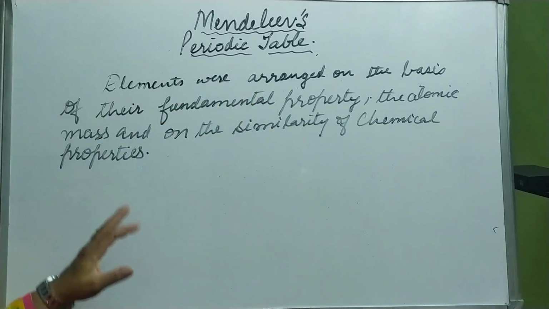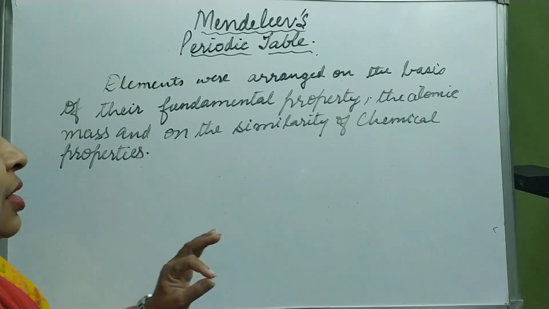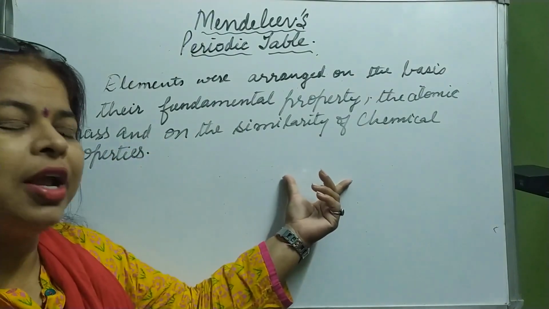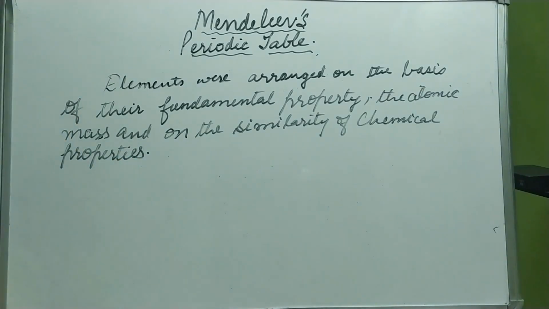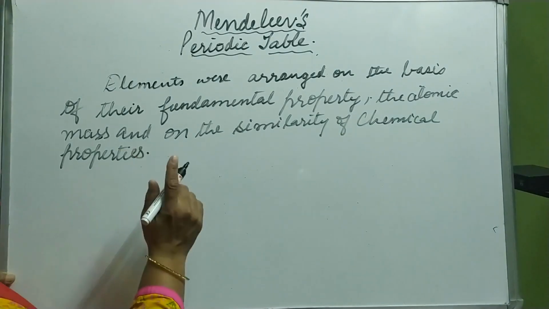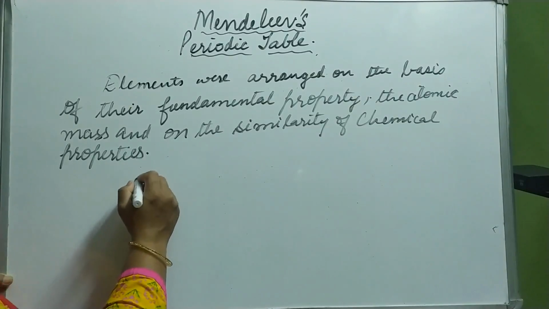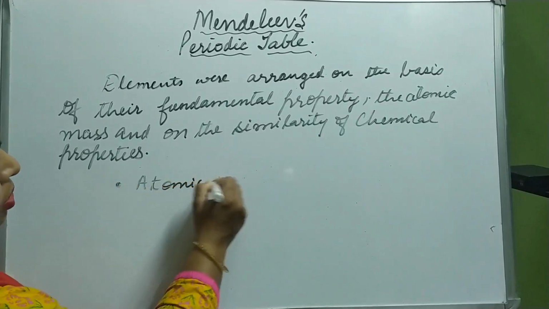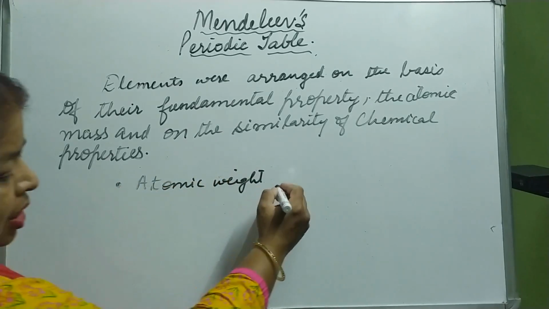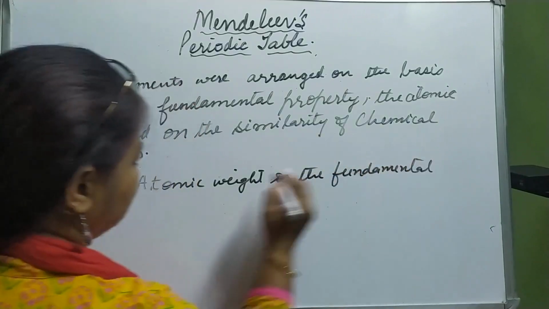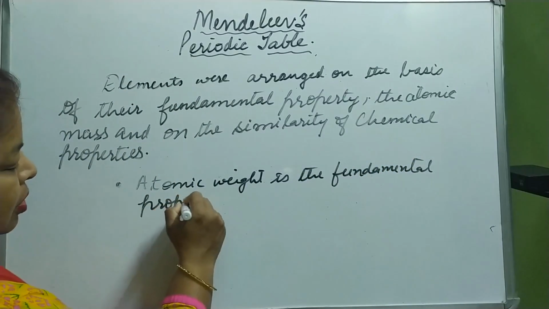Now, what he considered here, he arranged the elements on the basis of their fundamental property, the atomic mass, and on the similarity of chemical properties. Okay, so he has given one of the laws. What was that? Mendeleev classification is based on atomic weight. First point that he said, atomic weight is the fundamental property. As we have discussed right now also, fundamental property.